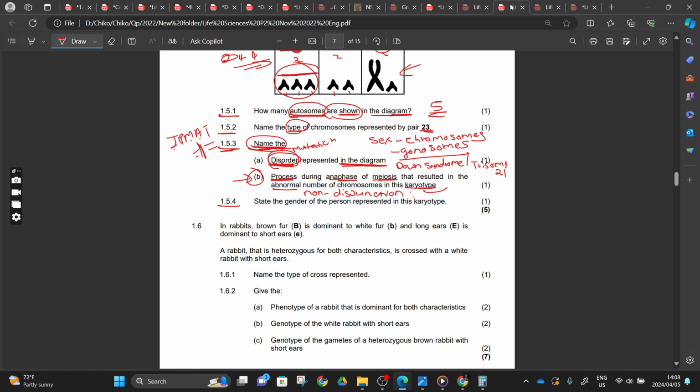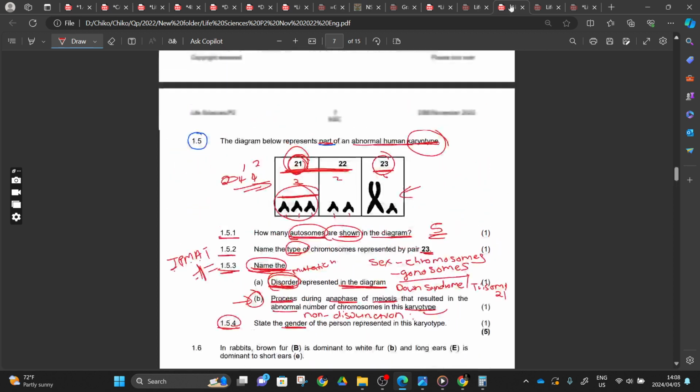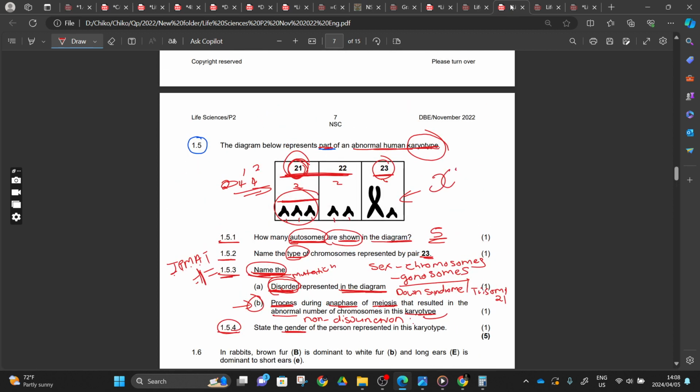And another thing, 1.5.4, they said state the gender of the person represented in this karyotype. They want the gender of the person. If you go up, you know that X and X is a female, and X and Y is a male. You see the X is coming from here, and the Y is coming from here, right? So if this was a female, the person was going to be X and X.